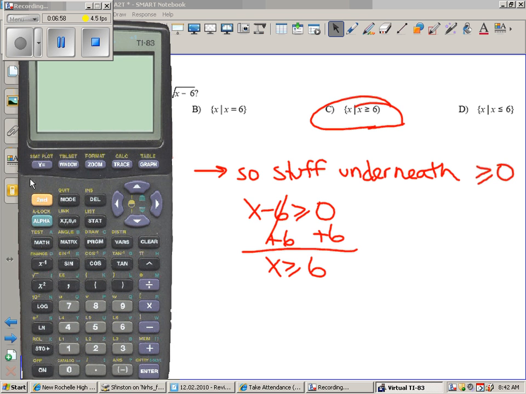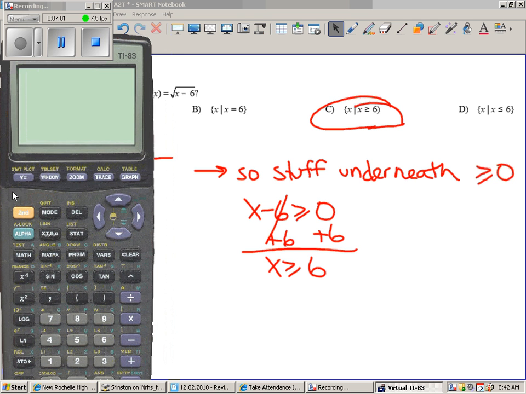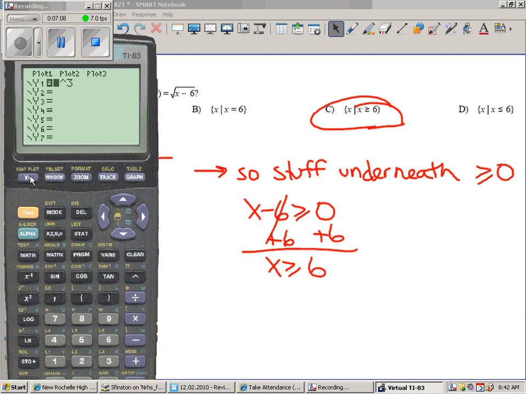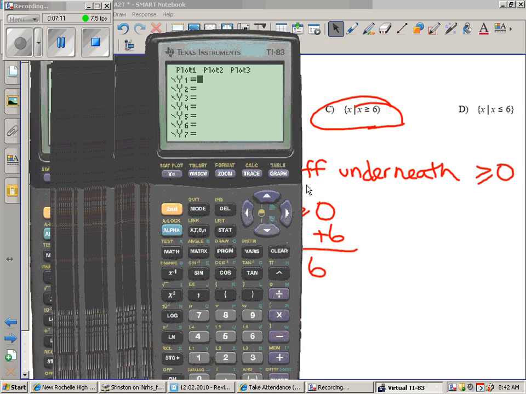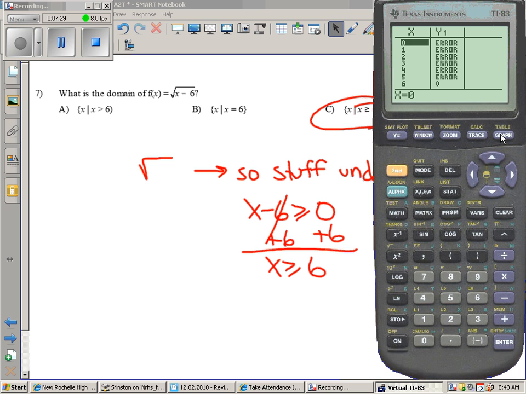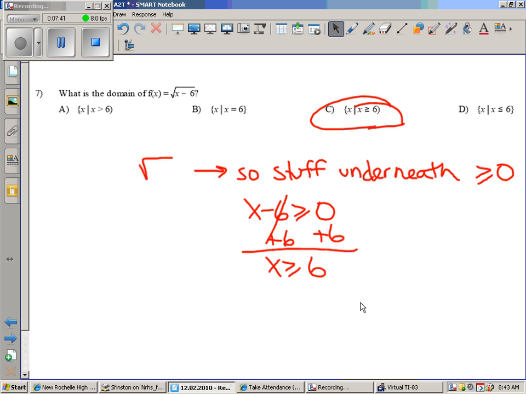So here's another way. Some people are not so good with figuring this stuff out. Break out your calculator. Turn it on. Graph it. We can't really see what goes down here. Type in the equation, square root of x minus 6. Then you could take a look at the graph, or you could just take a look at the table of values. What's easiest for you guys? Table of values, and we're going to go into our table of values and look. Error, error, error. It's got to be bigger than or equal to 6, and then stuff starts to work. So hence the answer is C.